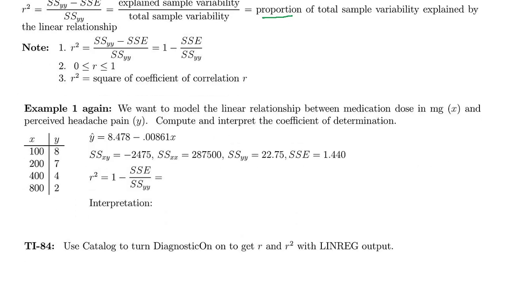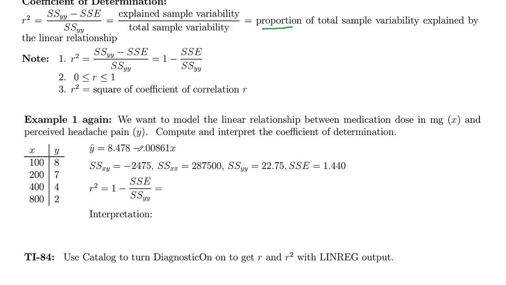So let's look back at example 1 again. We're relating medication dose in milligrams to pain level Y. We're going to compute and interpret the coefficient of determination. So here's our linear model. Here's our sum of squares. And then SSE we had previously figured as 1.440 to 3 decimal places. So I'm going to use this form for r squared. So this will be 1 minus our SSE, 1.44, divided by the sum of squares of yy, which is 22.75.